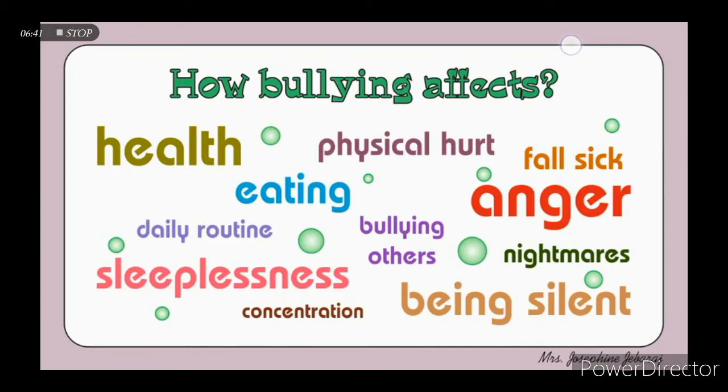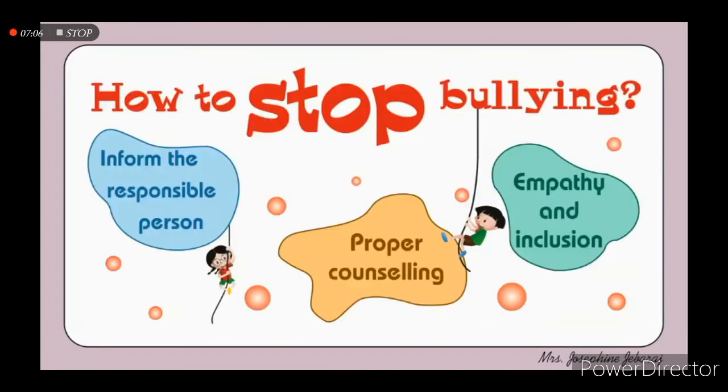Sometimes they don't eat well, they fall sick often, get nightmares, sleeplessness, lack of concentration in studies, physical hurt, get withdrawn, stop talking to people, display sudden extreme anger, or may even start bullying others even more harshly than they were bullied. Moving on to point number 3. Can the bullying be stopped, and how?